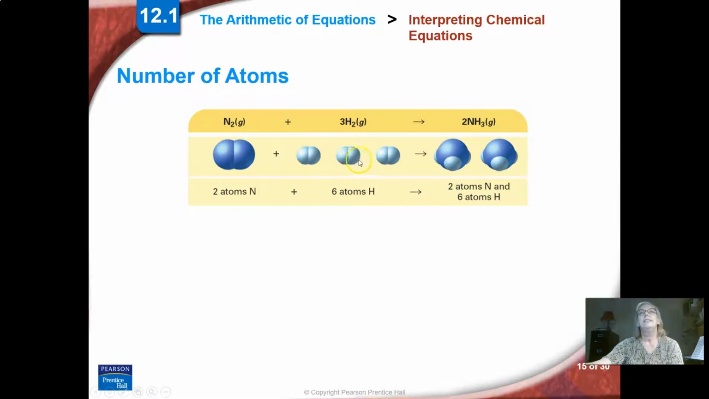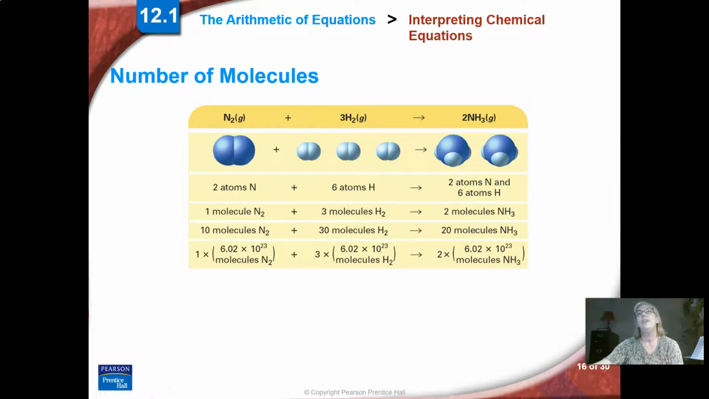So we've got 6 little hydrogens here, we've got 2 nitrogens here, and then on the other side it's balanced because we see 3 of the blue hydrogens, and then 2 of the darker blue nitrogens. So everything's balanced. 2 nitrogens, 2 nitrogens, 6 hydrogens, 6 hydrogens. So it's all balanced. What can we do with all that information? Well, we can say if I have 1 molecule of N2, which I have here, I'm going to need 3 molecules of H2 to make 2 molecules of ammonia.